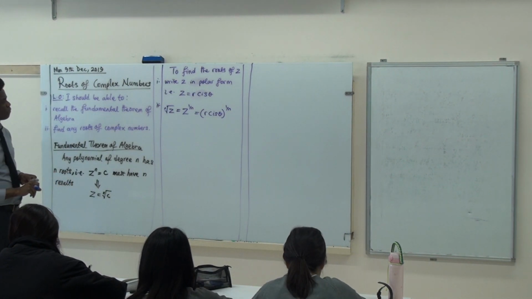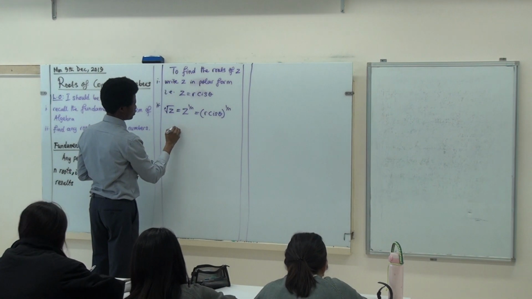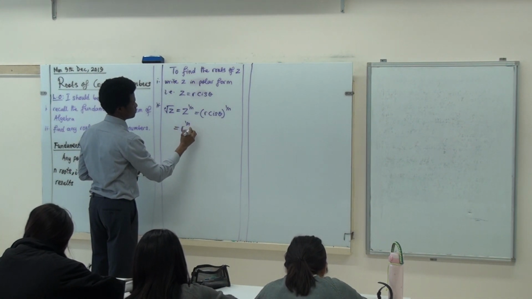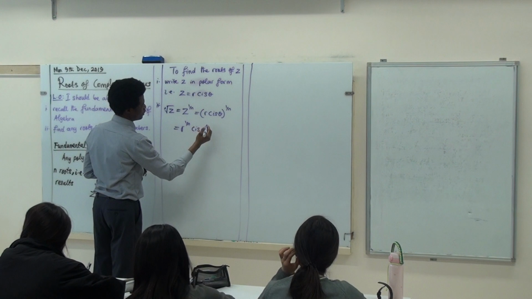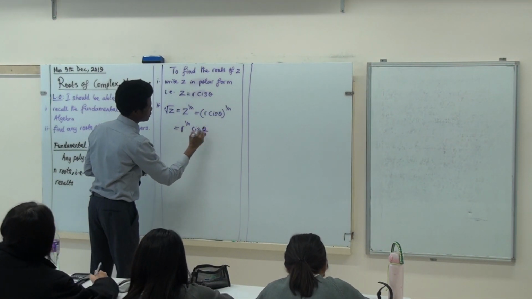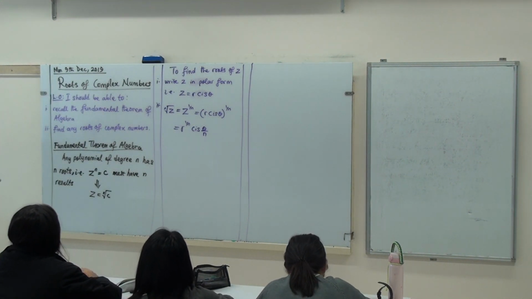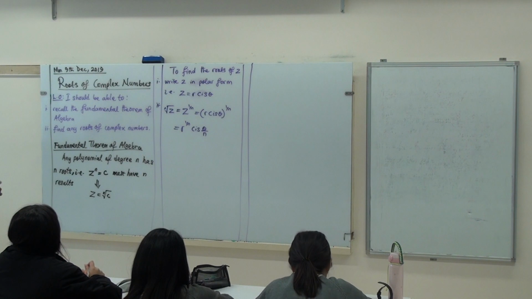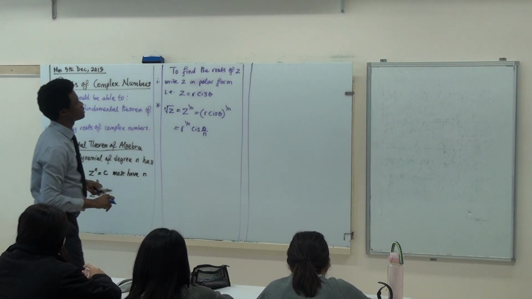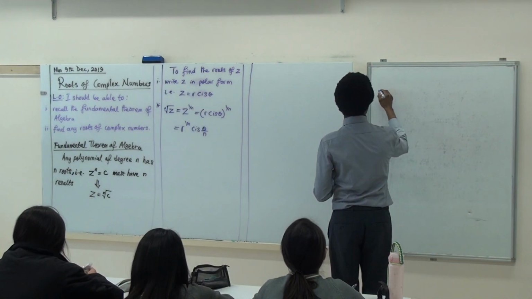Yes? And that is going to be R to the power 1 over n. Usually you might be saying, we should have theta over n, isn't it? Yes? But according to what we are about to learn, what do we know about cosine and sine?